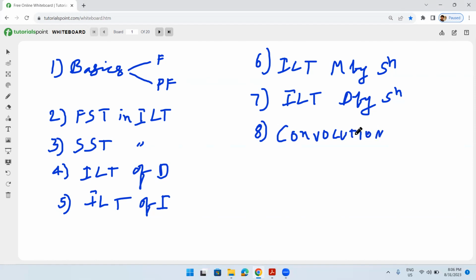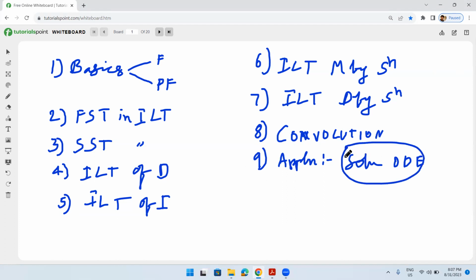Here we learn the convolution theorem. Okay, that is extra. And the ninth topic is applications. Under the applications, we learn solving of ODE. So I told you at the start of this topic that the application of Laplace and inverse Laplace is the solution of ODE. That is, we solve ordinary differential equations using Laplace as well as inverse Laplace.